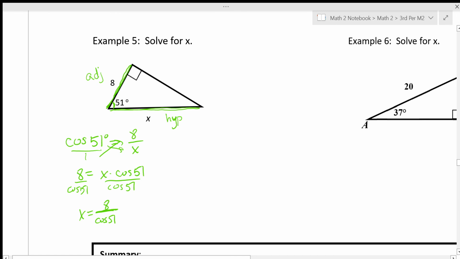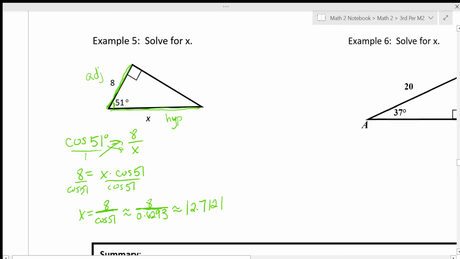So put in 51, press cosine, and we get a decimal that is about 0.6293, and then we take 8 divided by that. So we have 8 divided by cosine of 51 equals 12.7121.